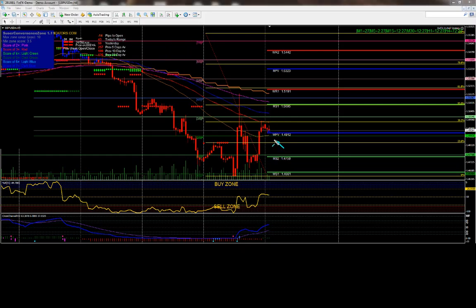Of course, we do have the 4-hour 55, which price may react to, but I think that's a little bit less likely to be in play this week. The preferred short is going to be to come up to the 4-hour 200 again and then fail there for a short.